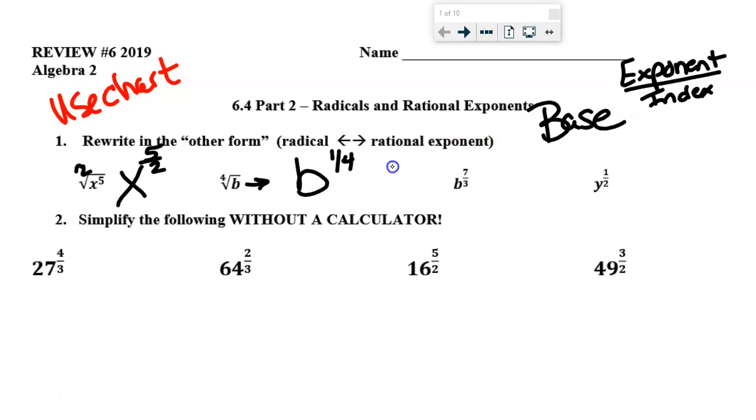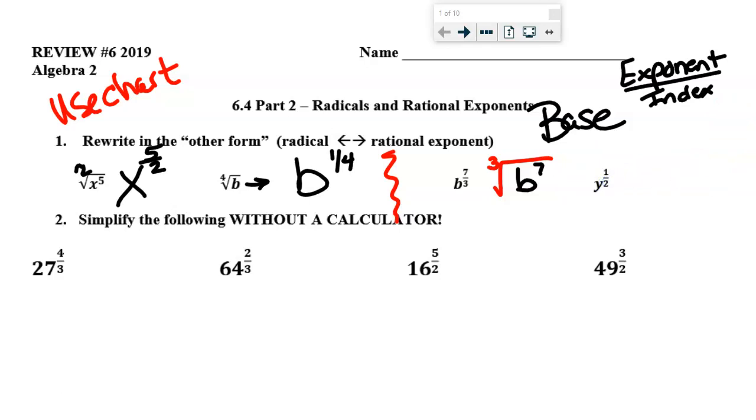So these next two questions are the opposite of that. You're going to rewrite them in radical form. So I'm going to draw a radical symbol, but I'm going to put the index of 3 in the little tiny corner here. And then we have b. The 7th power can be in the radical or it can be out of the radical.